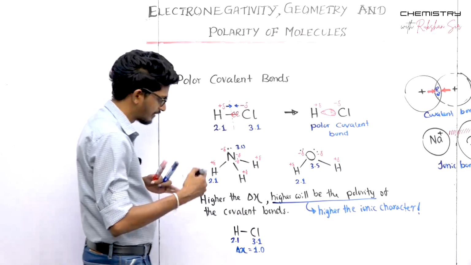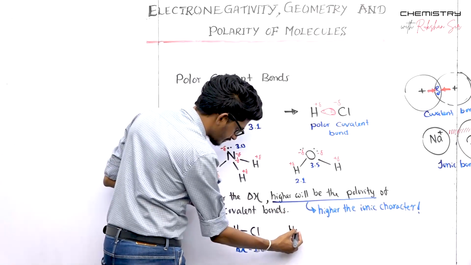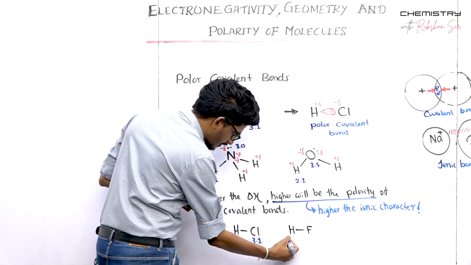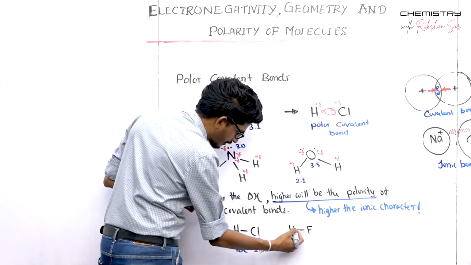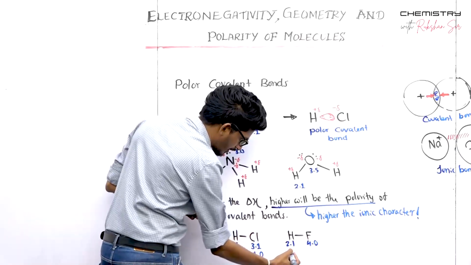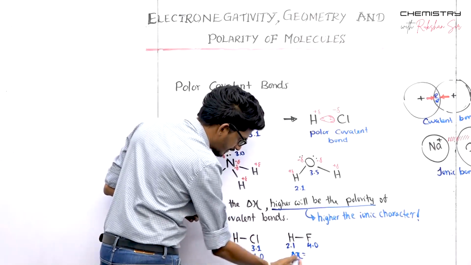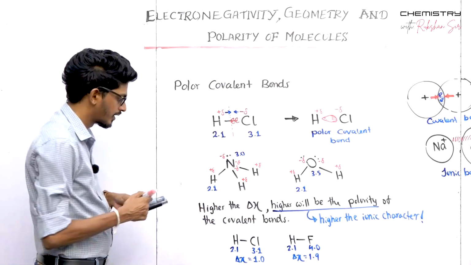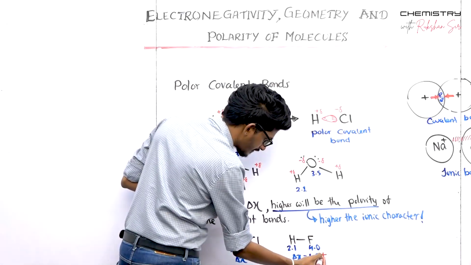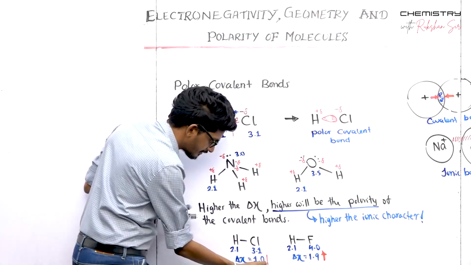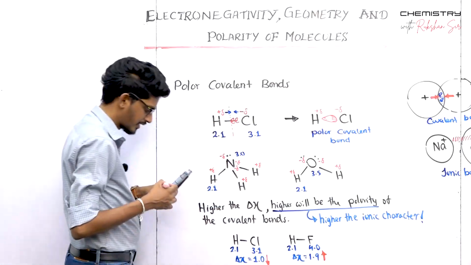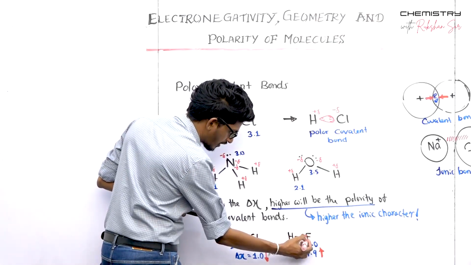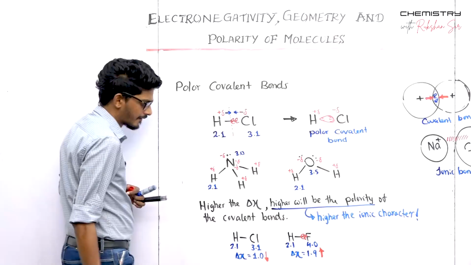When it comes to HF, the electronegativities of these two atoms are 2.1 and 4.0. So the difference in electronegativity is actually 1.9. So the electronegativity difference in this case is greater than here. So what we can say is the two electrons here are more towards the halogen than here.